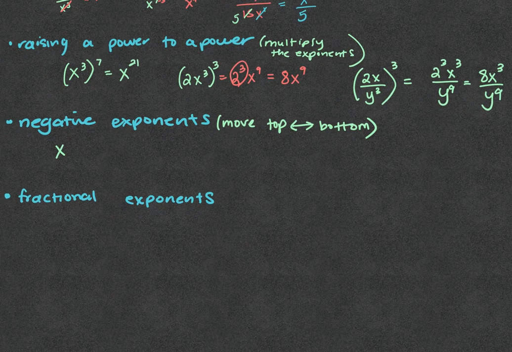So if it's x to the negative 2 over y to the negative 3, they would both switch. So y to the third would go to the top, x to the second would go to the bottom. Only what's negative moves though. So if there was a 2 on the front, the 2 would stay because that negative exponent is not on the 2.